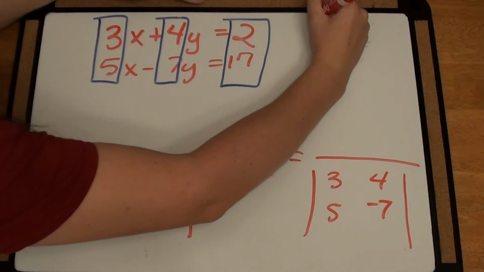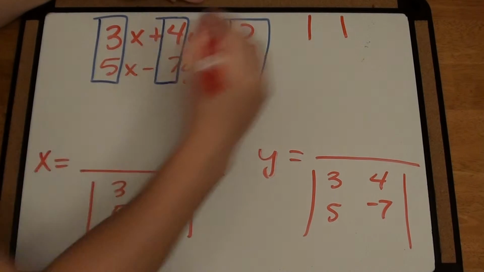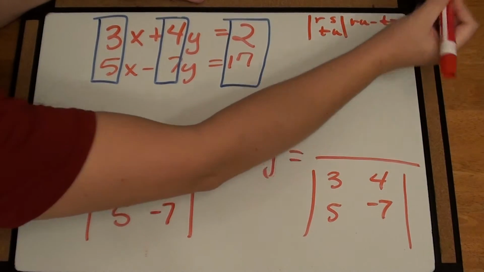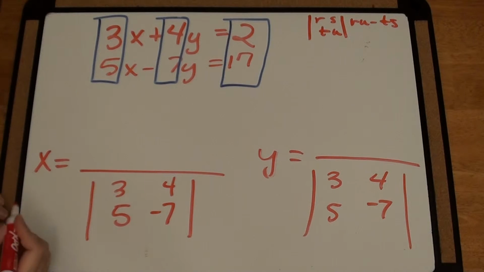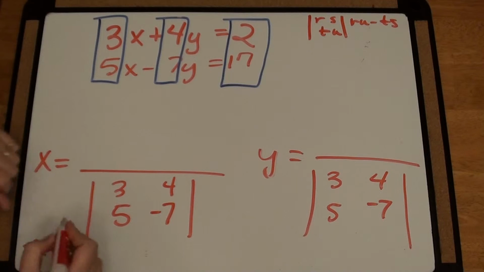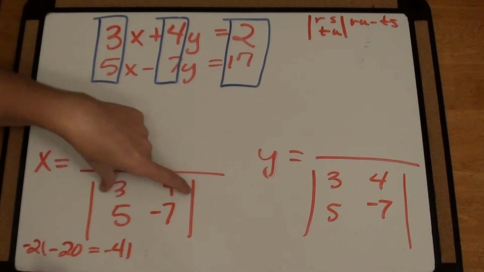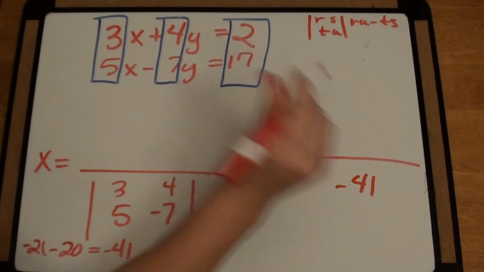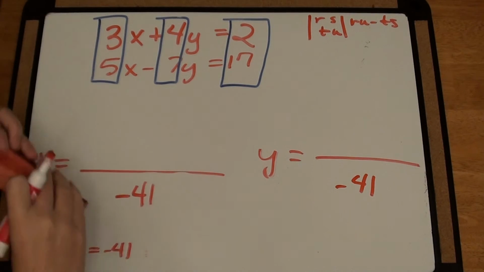Now remember, we have RSTU equaling RU minus TS, or ST, or whatever, doesn't matter. So I'm going to do the same thing here to get numbers. I'm going to take negative 21 minus 20. That will give me a negative 41. So that's definitely going to be on the bottom of both of these. So I can keep this determinant here, or I could replace it with a negative 41. I'll do it on the x too. So that's the denominator of my answer.